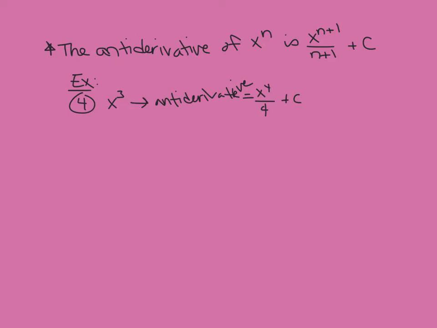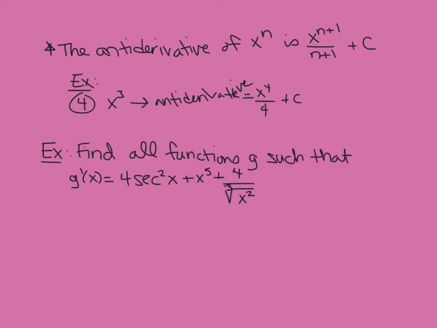So just kind of keep that in mind. You're going to do so many of those that you'll probably eventually start doing it automatically. So let's do an example that's a little bit harder. For this example, we are going to find a function given the derivative of the function. That means that we're finding the antiderivative of this function right here.